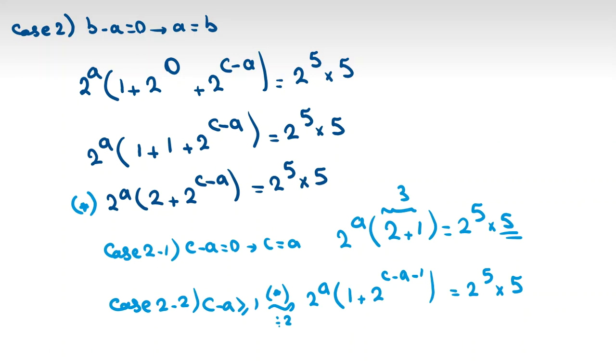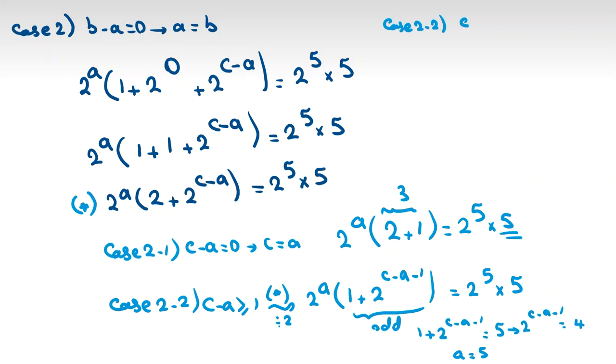So, we can say it is the odd part. And 1 plus 2 to the C minus A minus 1 should be 5, because here we have 5, the odd part. A is 5 also. So, by using this, you can say 2 to the C minus A minus 1 equal to 5 minus 1, 4. So, we can conclude. Let me write it here. This is the rest of case 2.2. See, because 4 is 2 squared, C minus A minus 1 will be 2.